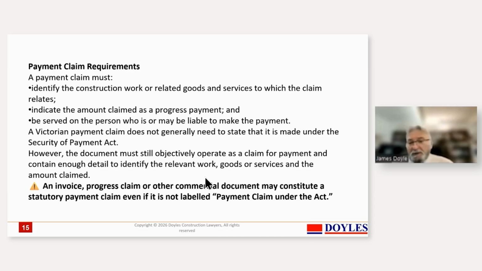But what about the content? You must identify the services with which the claim relates, or identify the work you're claiming for. Now, while that seems simple when you say it fast, it needs some consideration when you're preparing your claim.